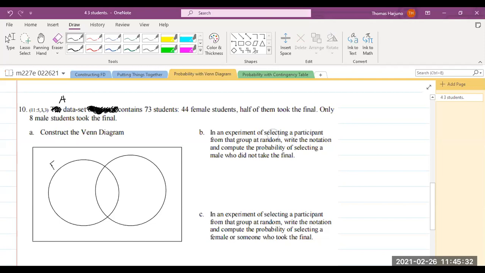So we have the group of female and we have the group of people who took final. 44 female, half of them took final, means 22 took final. Therefore, the other 22 did not take final. Now, only 8 male students took final. Now, how many male students did not take final?